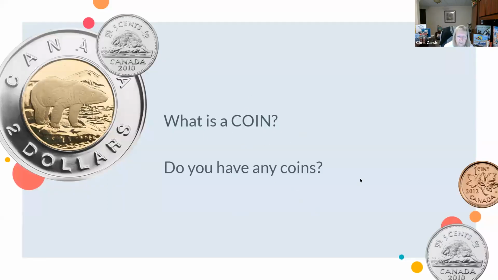The word coin is something you may have to spend some time on with students because it's not something they're comfortable with, and a lot of students have never heard the word before. So again, you might want to just hold up a coin and ask, what is this?